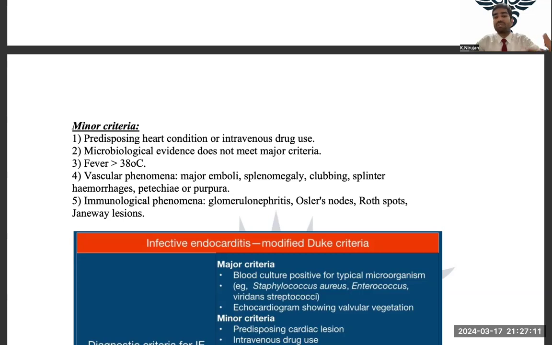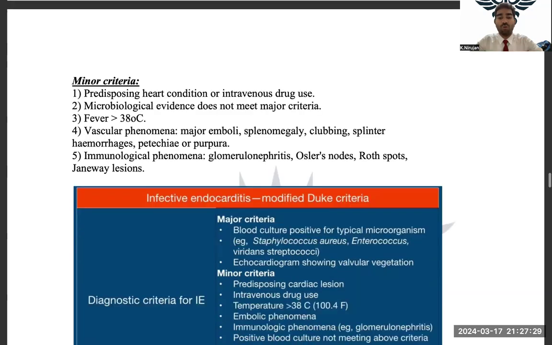Vascular phenomena are major emboli, splenomegaly, clubbing, splinter hemorrhages, petechiae, or purpura. These are manifestations of infective endocarditis. These are the things we look for in examination when you are given a short case with MR or AR. And immunological phenomena, the mnemonic is GOR: glomerulonephritis, Osler's nodes, Roth spots, and Janeway lesions. So these are all immune phenomena.